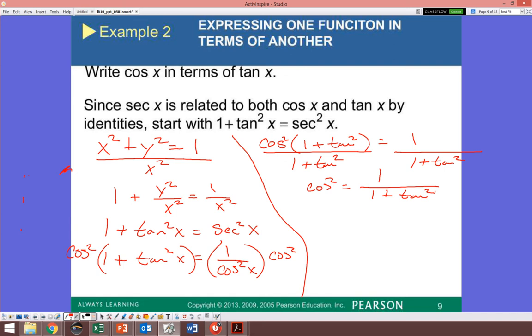So, how do I undo my cosine squared to get just cosine? Square root. So I would end up with cosine of x, this is going to be my final answer, equal to plus or minus the square root of 1 over 1 plus tangent squared x. So like I said, this is different, it's manipulation, and it's all algebra.